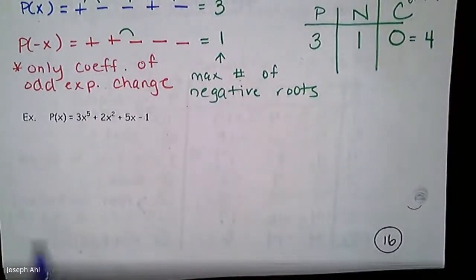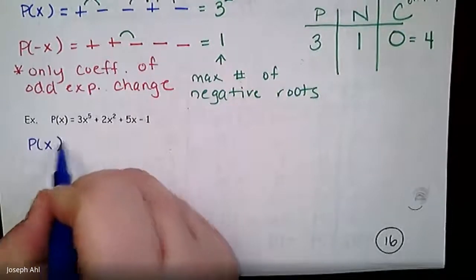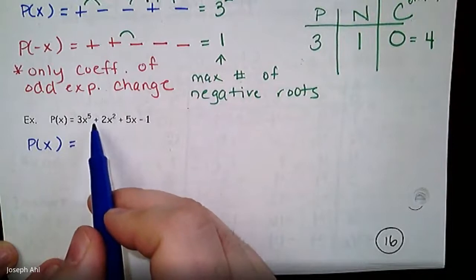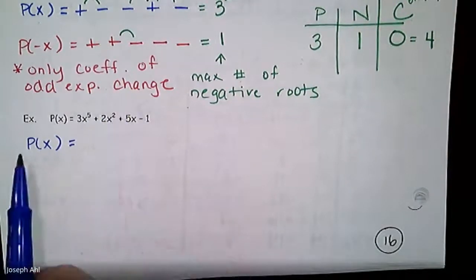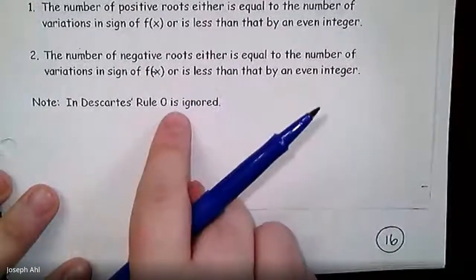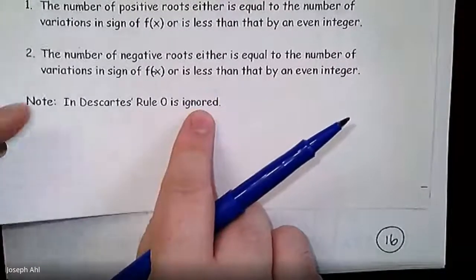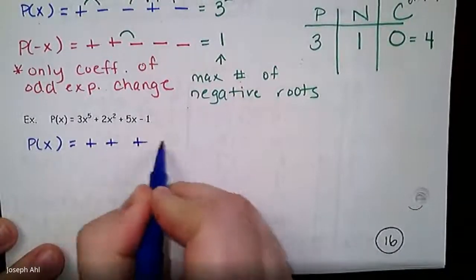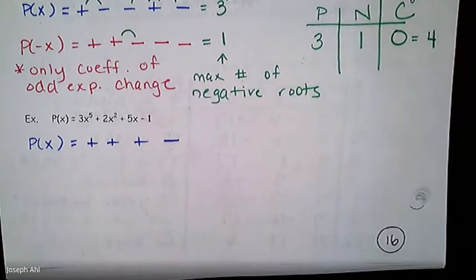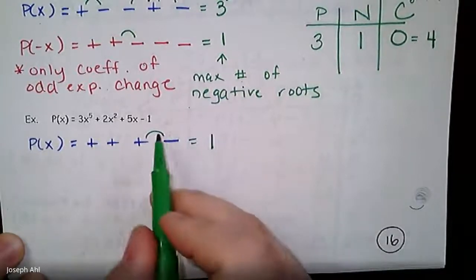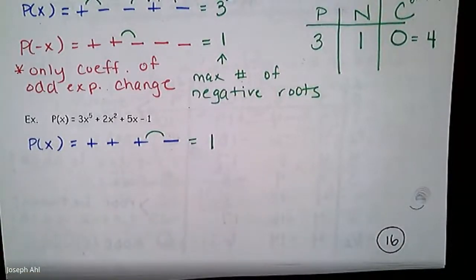If we look at this example, we've got our function p of x. Now notice how p of x is a 5th degree polynomial, so we're definitely missing the x to the 4th and the x cubed terms from that polynomial. But a 0 is ignored in Descartes' rule of signs. So we're going to write this as positive, positive, positive, negative. Those are the 4 signs that I see in p of x. And the sign changes just once at the end there, right? Only one little sign change in p of x.